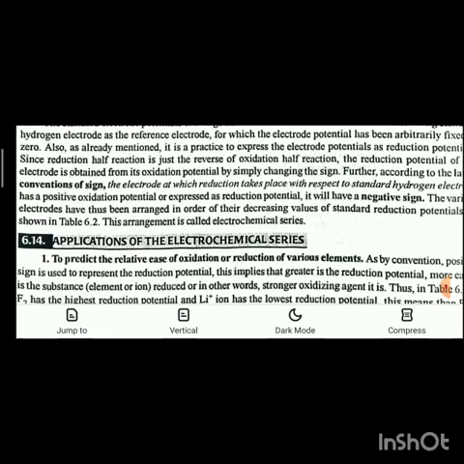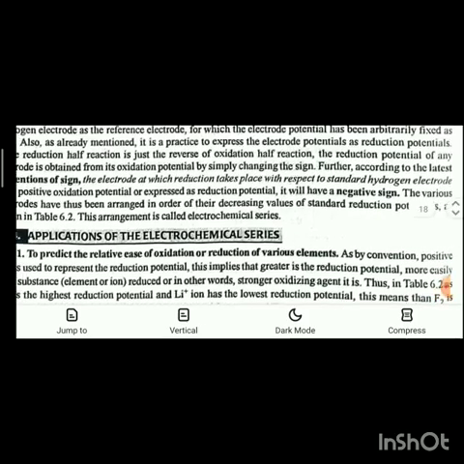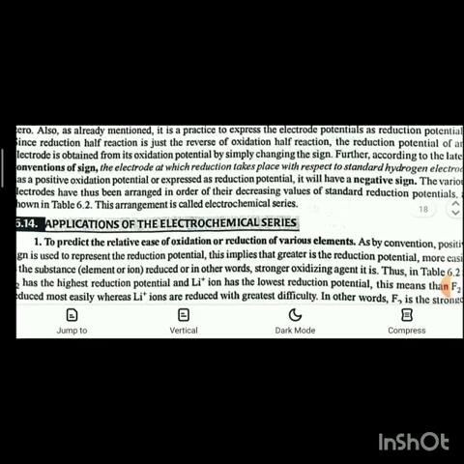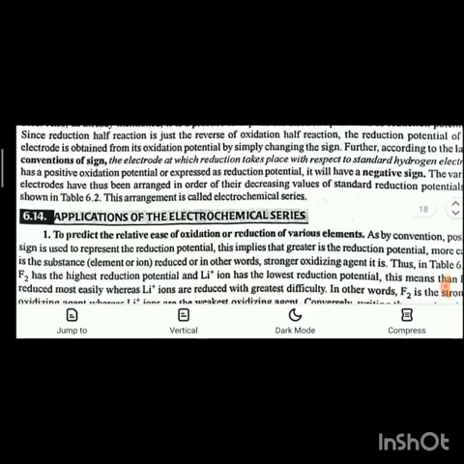Further, according to the latest convention of sign, an electrode at which oxidation takes place with respect to the standard hydrogen electrode has a positive oxidation potential, or expressed as reduction potential, it will have a negative sign. The various electrodes have thus been arranged in order of their decreasing values of standard reduction potentials as shown in table 6.2. This arrangement is called the electrochemical series.